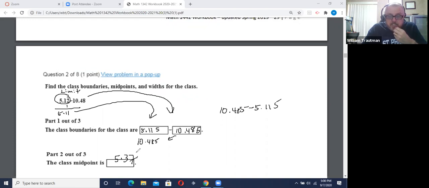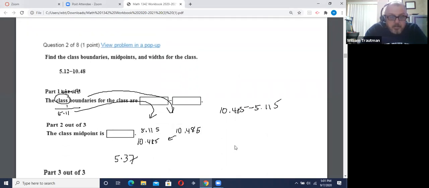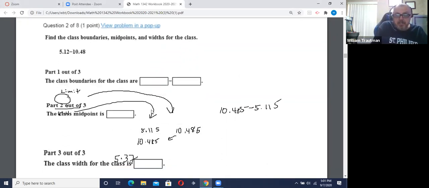Wait, that doesn't sound right. What did we just do? Oh, the midpoint. That's not right. They're asking for the midpoint, not the actual width. I just calculated the width, by the way. I think that's the next one down. Yes. Sorry.